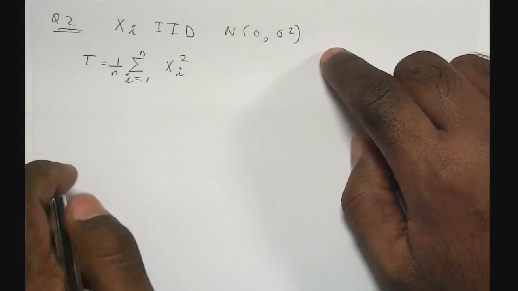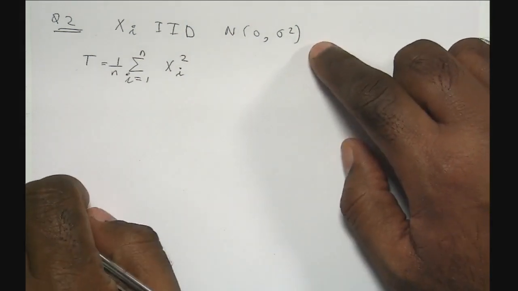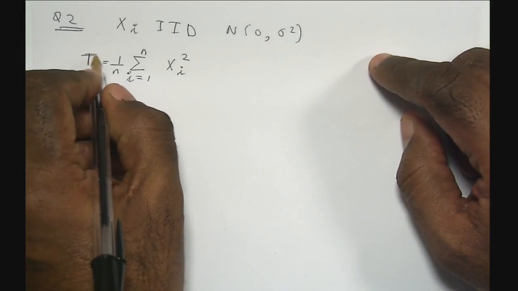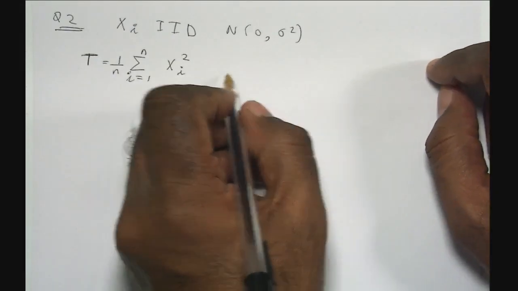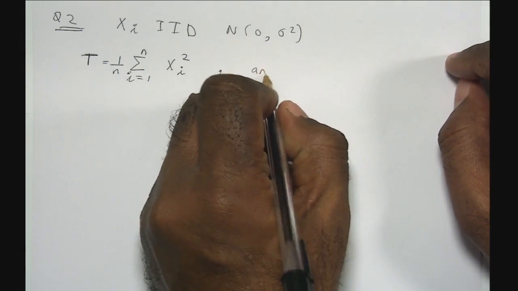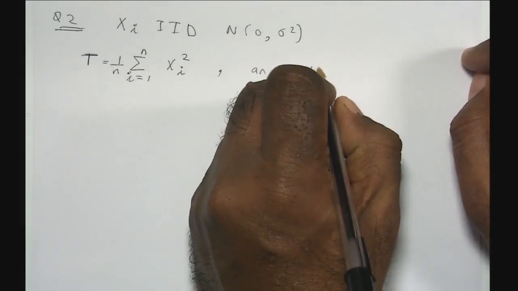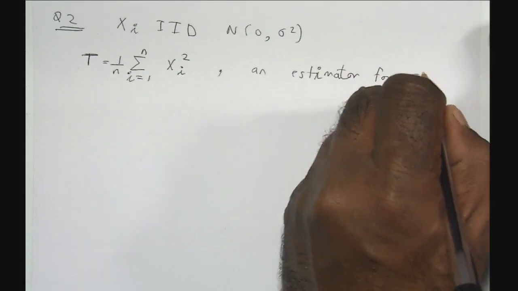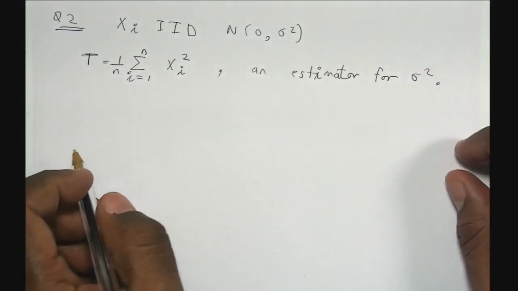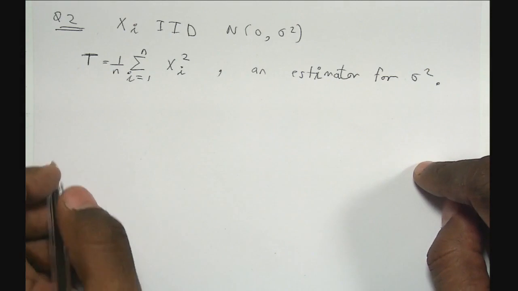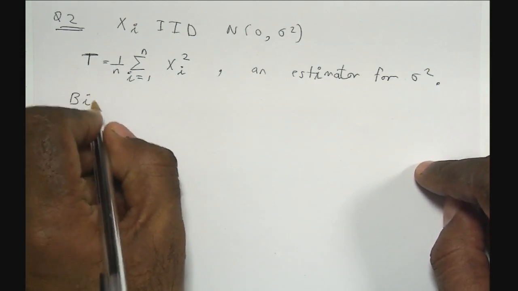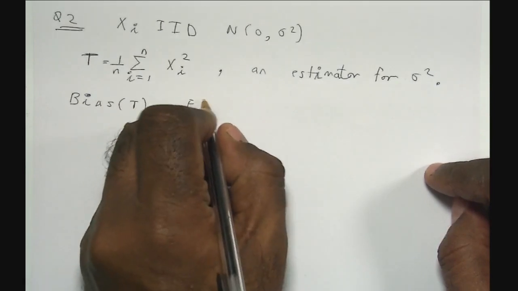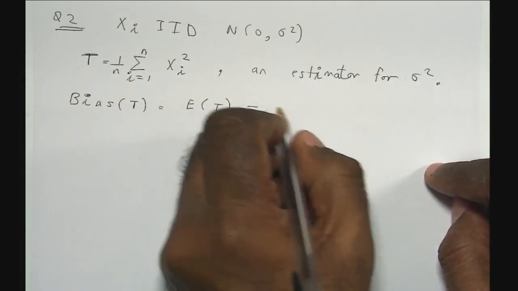All right. So can we look at question 2, guys? You have xi iid from this distribution, and you have an estimator which I call t. It's an estimator for sigma squared. Now we want to find, as usual, the bias and the MSE. So first the bias. This is the expectation of t minus sigma squared.